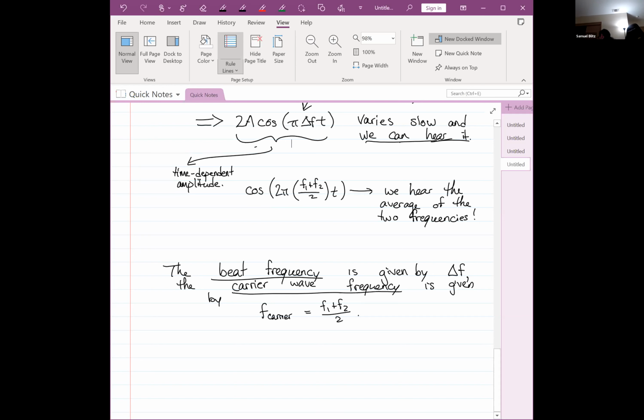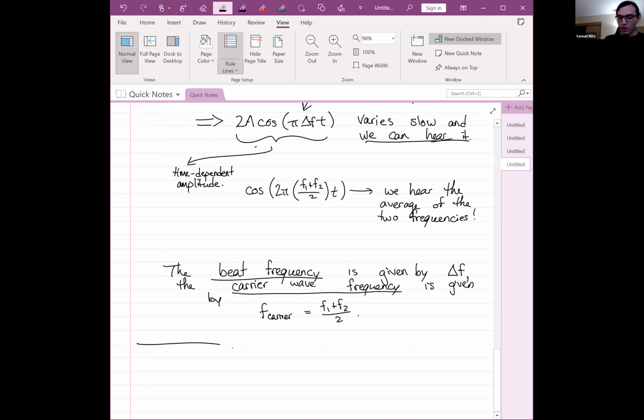So this beat frequency phenomenon really only happens when the beat frequency is sufficiently small, something that we can hear, not out of the range of hearing. When the beat frequency is less than 10 hertz, then you can actually detect that. Anything more than that, it starts to sound really muddled and mixed. All right.